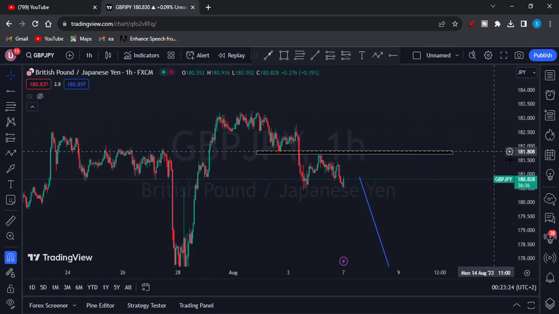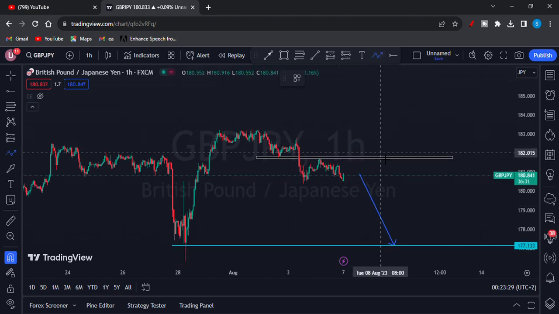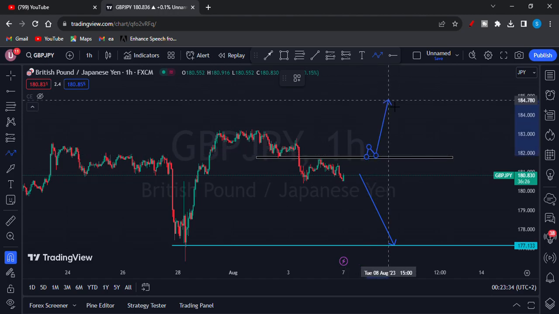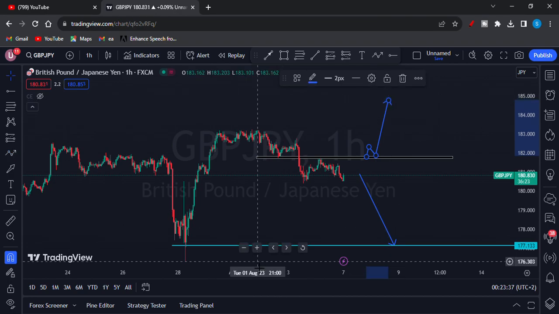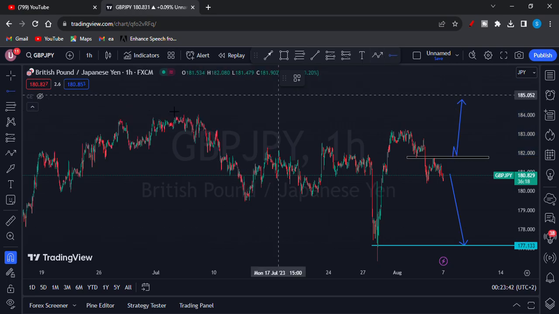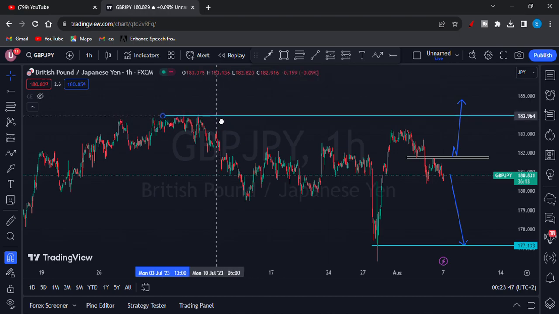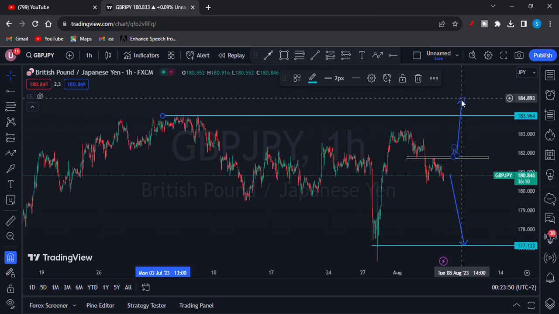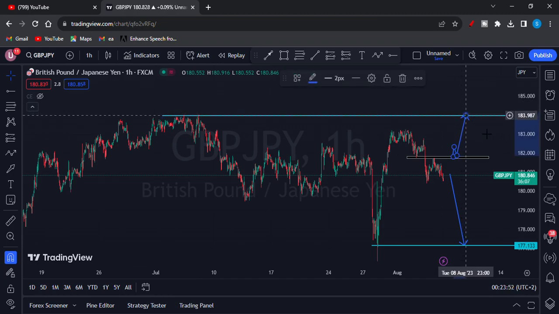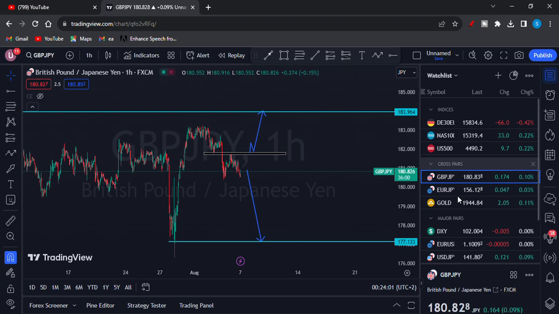And if this doesn't happen, then something like break here, retest, and then all the way up here, up to here. Okay, that's my analysis for GBPJPY. And then let's go to EURJPY.